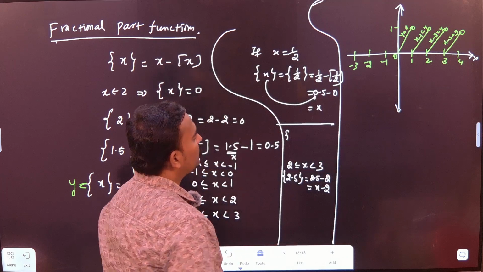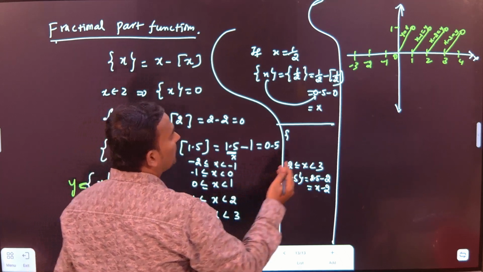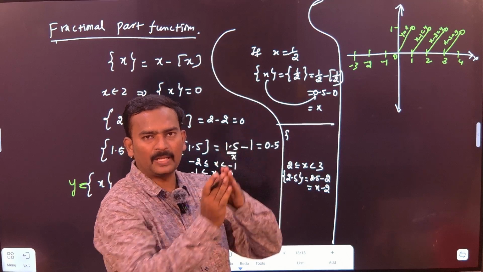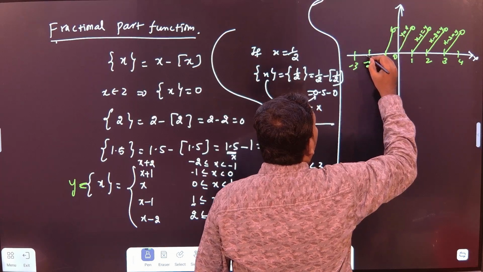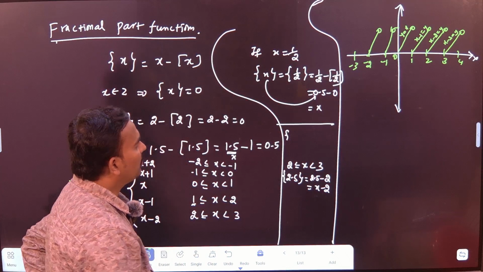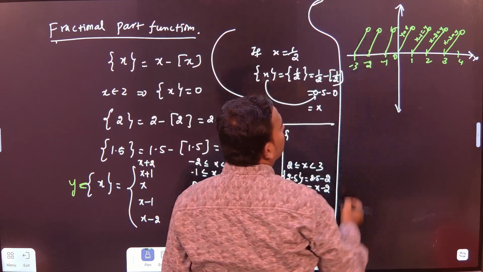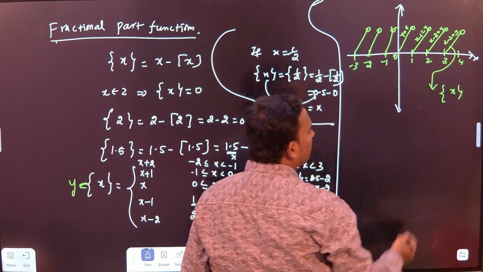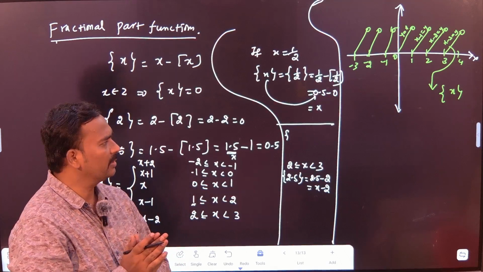Clear? The same way, you can take the left side, minus 1 to 0, x plus 1. The y equal to x graph is there, no? You shift 1 unit up, that is x plus 1. Okay? x plus 2. Like this, right? This is your fractional part function of x here. I hope everyone understood, right?